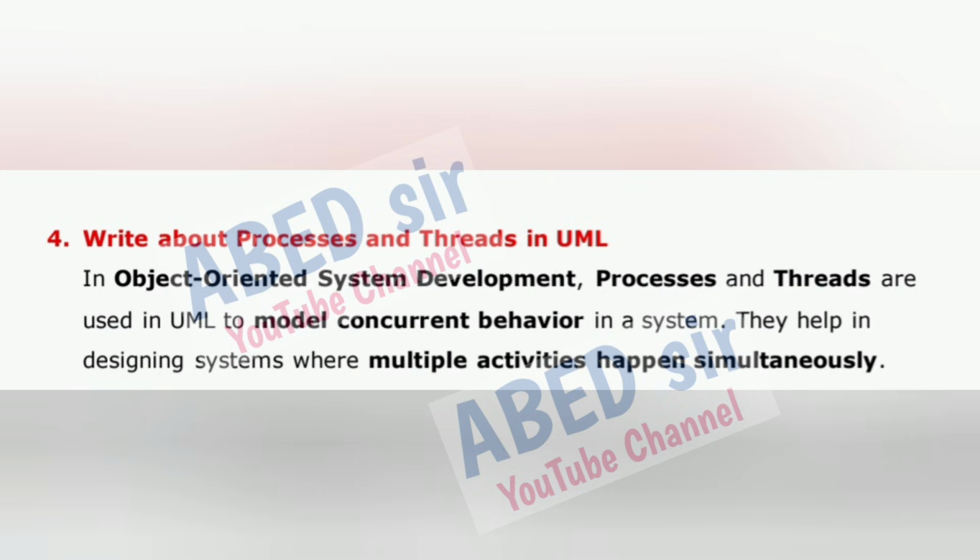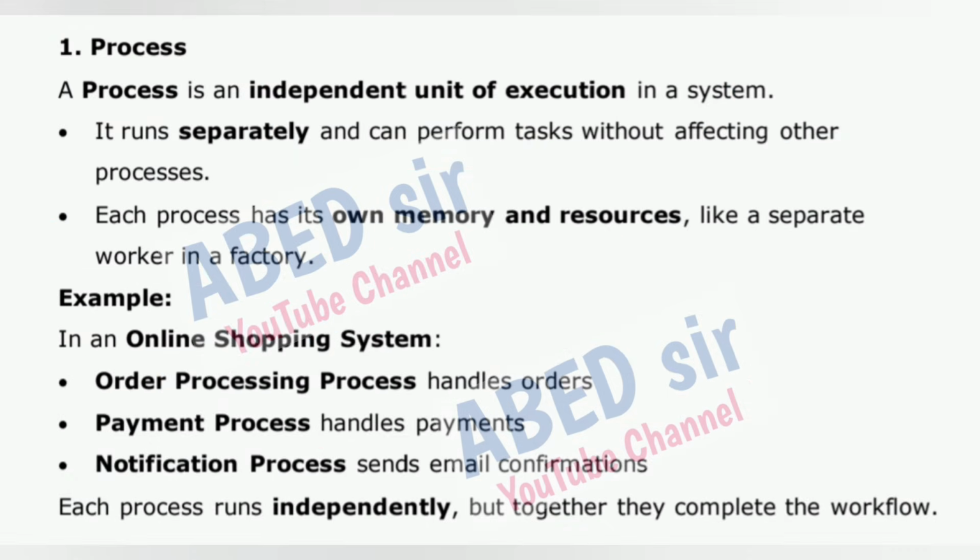Write about processes and threads in UML. In object-oriented system development, processes and threads are used in UML to model concurrent behavior in a system. They help in designing systems where multiple activities happen simultaneously. 1. Process. A process is an independent unit of execution in a system. It runs separately and can perform tasks without affecting other processes. Each process has its own memory and resources, like a separate worker in a factory.